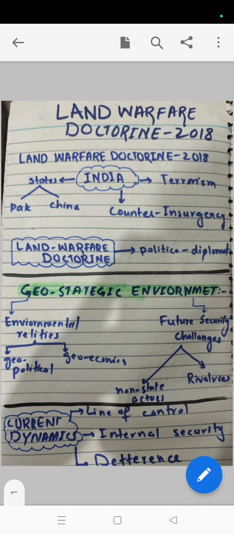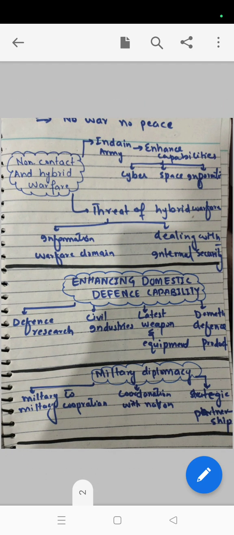And the third one is the deterrence. India also has a relationship with very strong nuclear possessing countries. Pakistan, China, and India, these three are on the border of each other, and these three have nuclear capability. So for this, India needs a strong deterrence, and for this deterrence they are creating the land warfare doctrine.